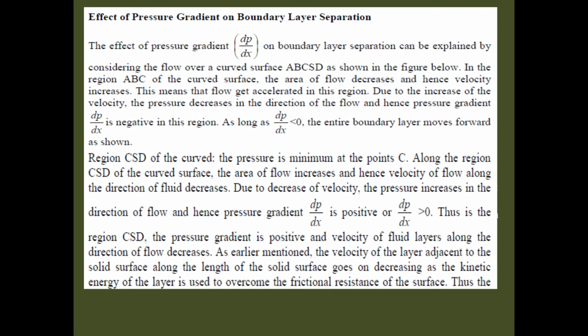Effect of pressure gradient on boundary layer separation. The effect of pressure gradient on the boundary layer separation can be explained by considering the flow over a curved surface ABCSD as shown in the figure. In the region ABC of the curved surface, the area of flow decreases and hence the velocity increases. This means that the flow gets accelerated in this region. Due to the increase of velocity, the pressure decreases in the direction of flow and hence the pressure gradient dP by dx is negative in this region. As long as dP by dx is less than 0, the entire boundary layer moves forward as shown.